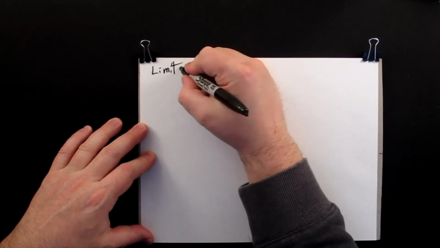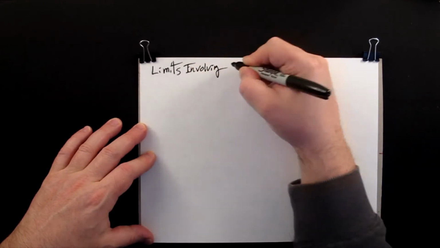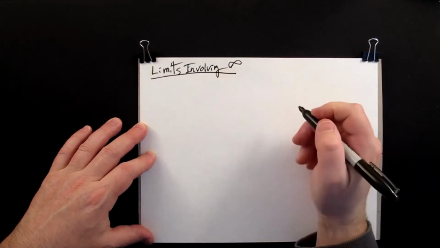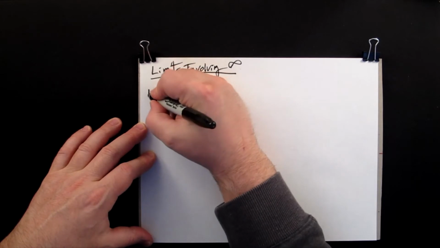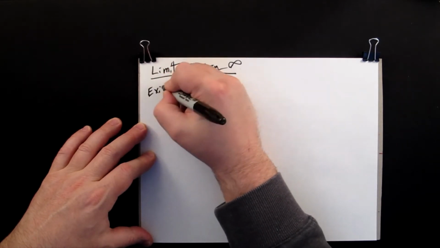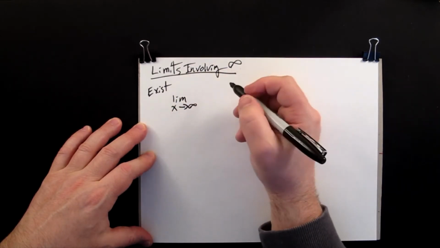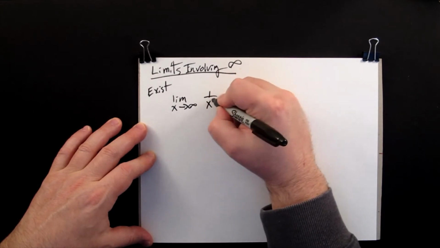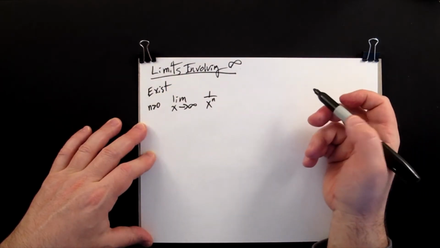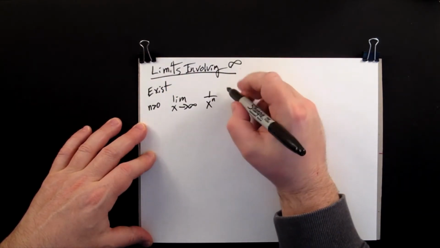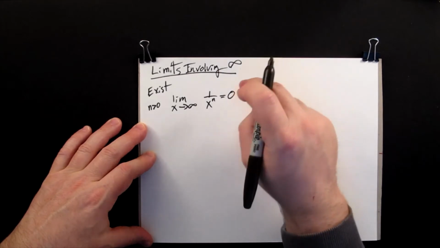Some common limits involving infinity. So the first set here, we're going to look at two that exist. The limit as the input goes to plus infinity of 1 over x to the n. Here n is some positive number. This is going to be 0, and this one is said to exist.